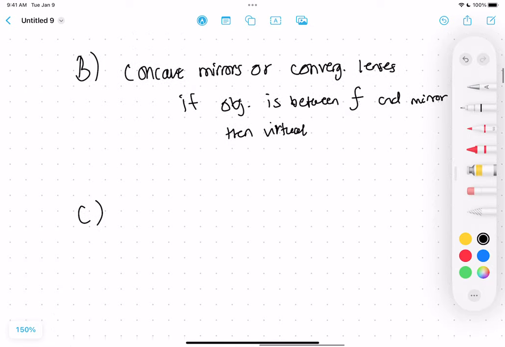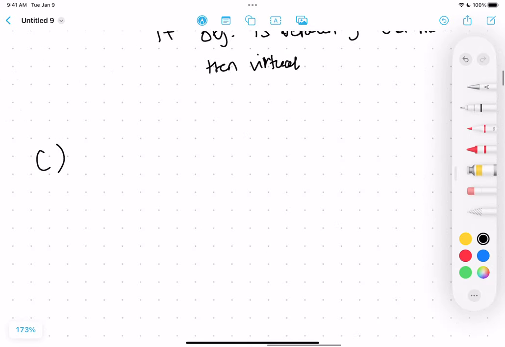Do you think the lens maker equation was on the equation sheet for the quiz? If it's not on the equation sheet, then probably not. But let me check the equation sheet. That is a good point.